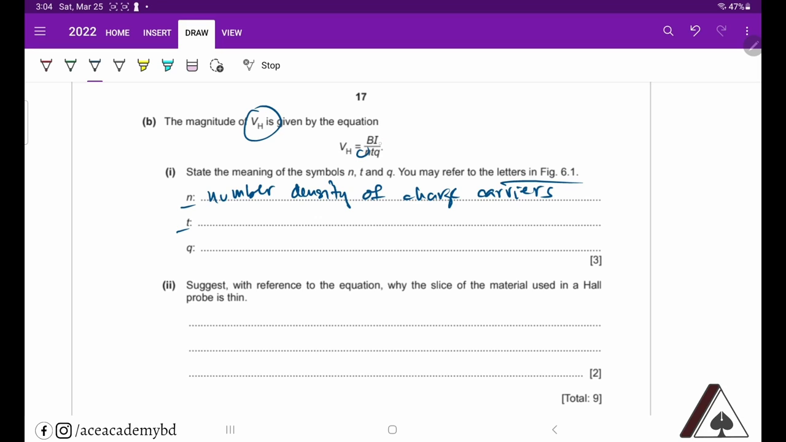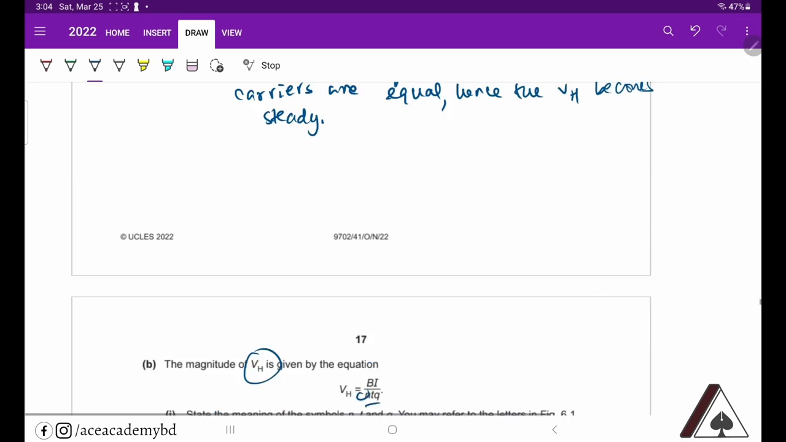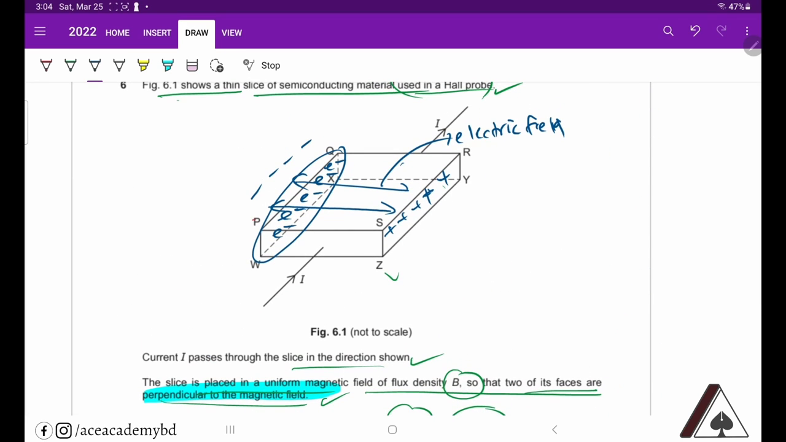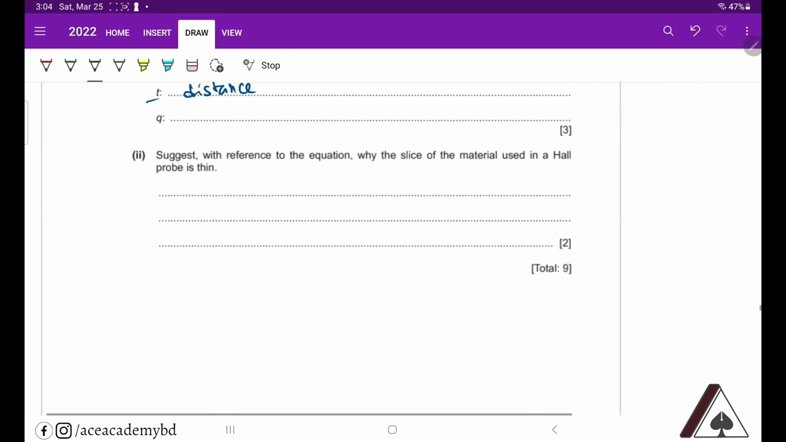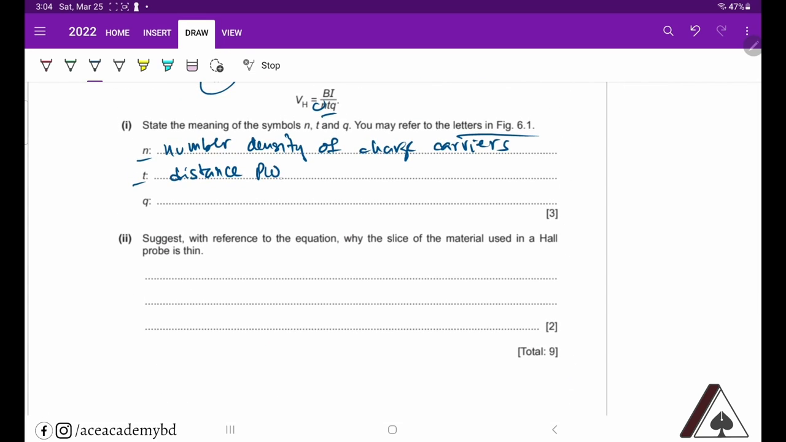T is defined as the distance or the thickness, basically. Now what is the distance referring to? T is basically these distances, which can be SZ or RY or QX or PW. So we can mention any of these distances, for example PW or SZ or QX or RY.